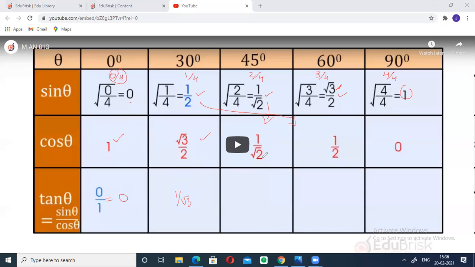Here 1 by root 2 divided by 1 by root 2, which is 1. Root 3 by 2 divided by 1 by 2, which is root 3. And here 1 divided by 0. 1 divided by 0 is not defined. So this tan 90 degree is not defined.